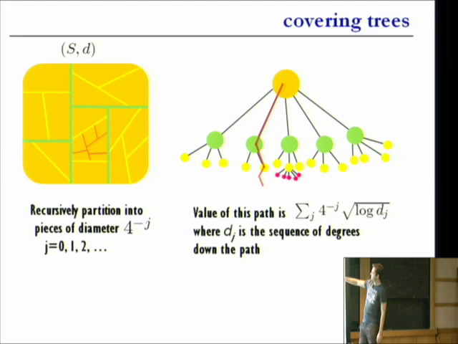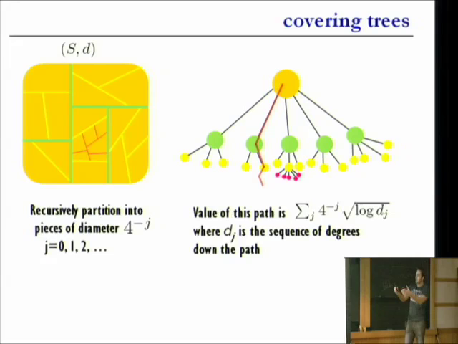Let's think about what this path should be, given what I said before. I claim that we should think about the value of this path as being the sum of 4 to the minus j times the square root log of the degrees we see down the path. This makes sense given what I said before. At the first node, we have 5 points. The diameter of the space is 1, so the distance between all these 5 points is at most 1. So we know from the tail bound that the maximum value here should be at most 1 times square root log 5. That's the first level. At the next level, this cluster has diameter at most 1/4, so these distances are at most 1/4, and there are d sub 2 of them. So the maximum here is 1/4 times square root log d sub 2, just by applying a union bound.